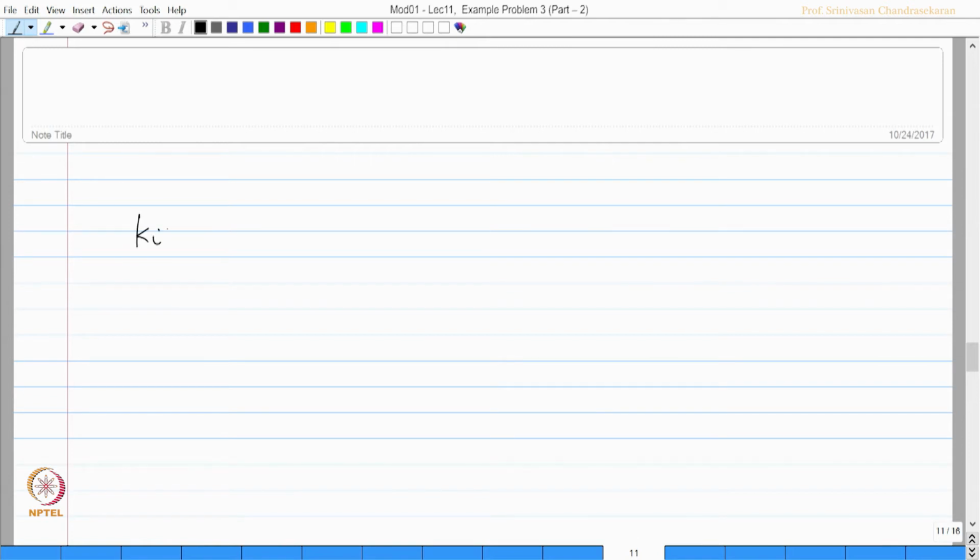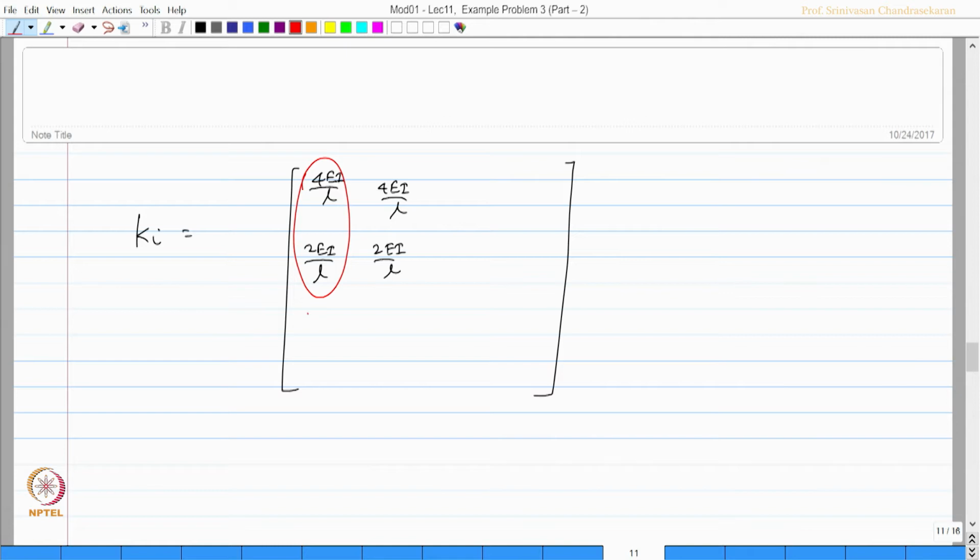For a general member, we should say EI of the rotational coefficients 2EI by L, namely this is 2EI by L, this is 4EI by L. Once I have this, the sum of these two by L, that is 6EI by L square, minus 6EI by L square. Similarly, sum of these two by L, which will be 6EI by L square, minus 6EI by L square. Similarly, sum of these two by L again.